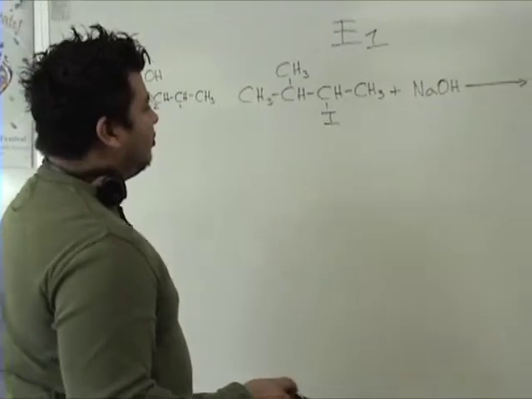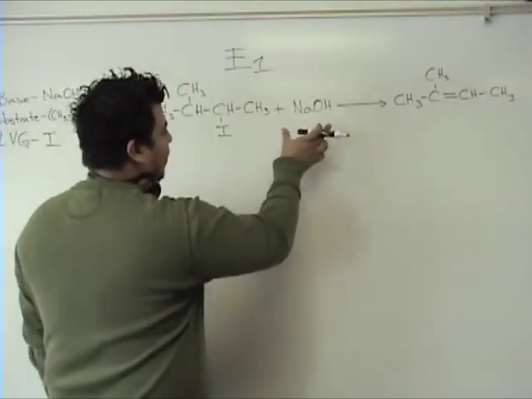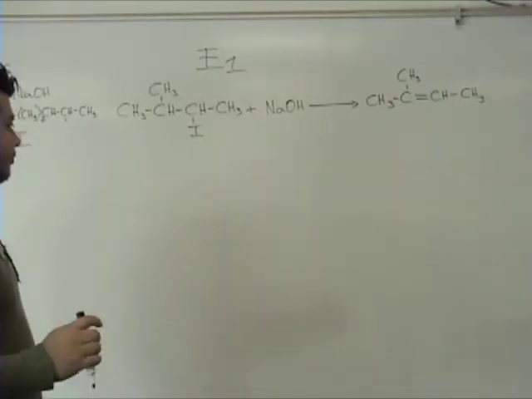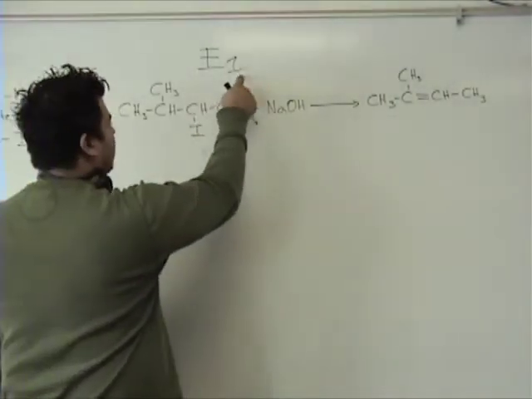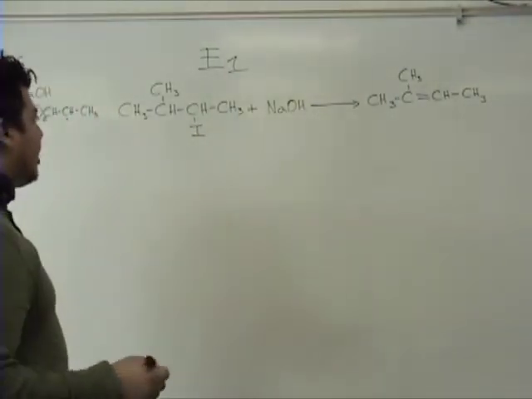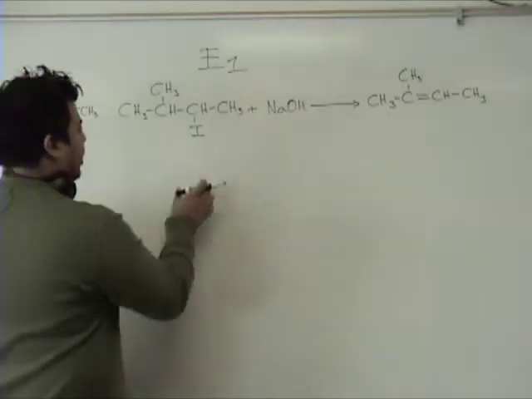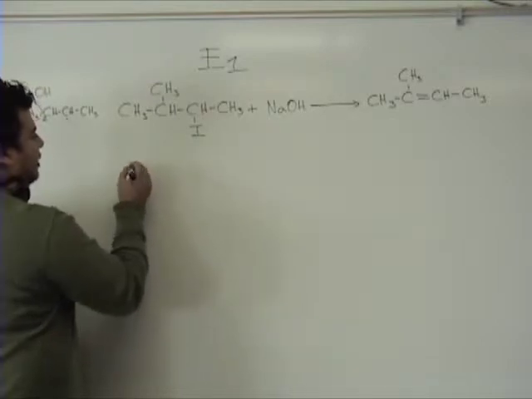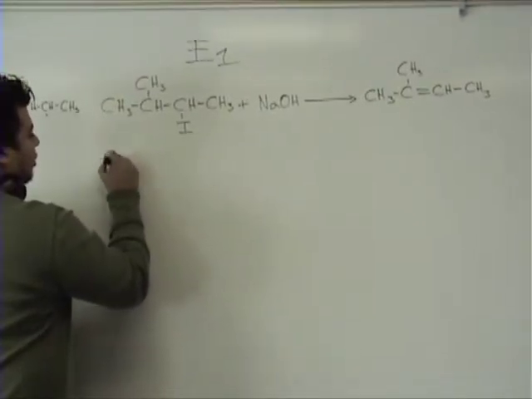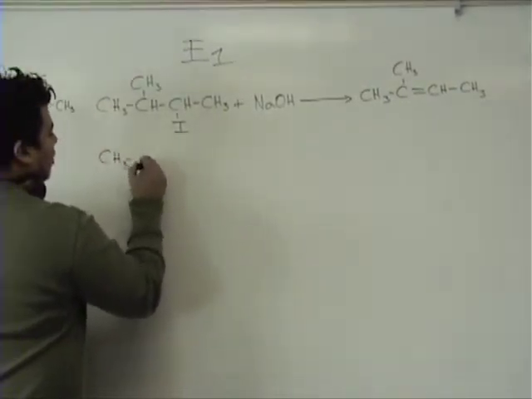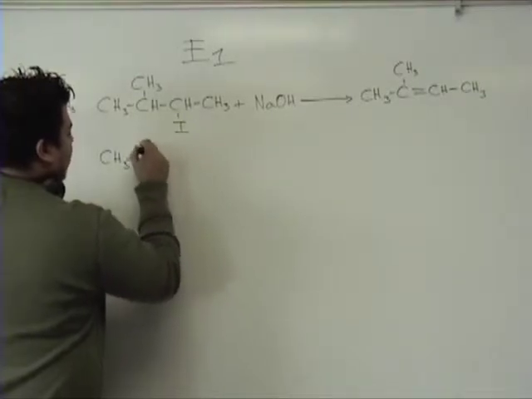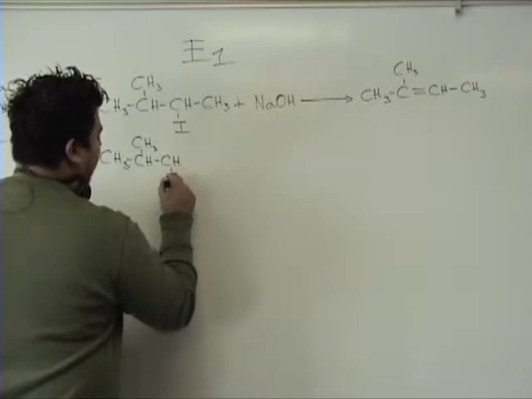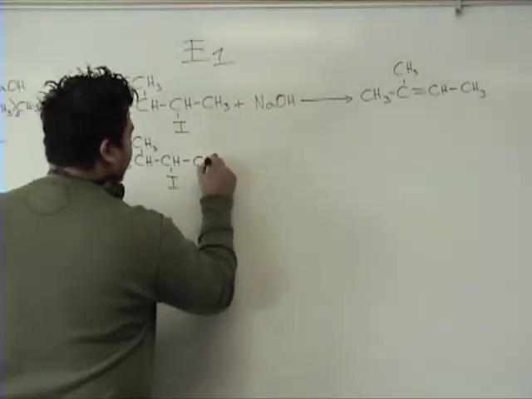Okay, so we have our base, and that's the expected product. So we know E1 has a carbocation intermediate. The first step is the carbocation formation, which would be the rate determining step. So what's going to happen is, I'm just going to copy this right now. CH3, CH, we have the I here, and then CH3.